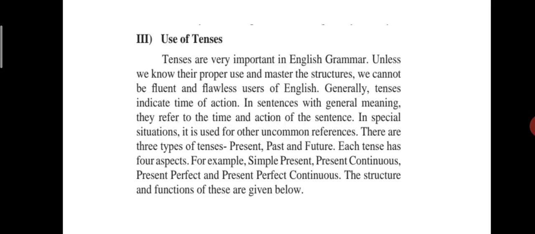There are three types of tenses: present, past, and future. Each tense has four aspects. For example, simple present, present continuous.